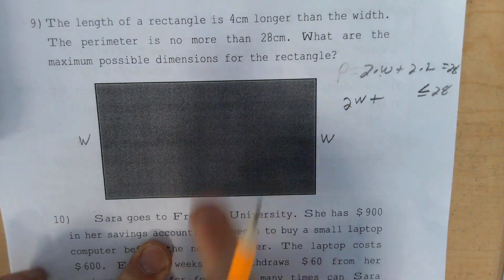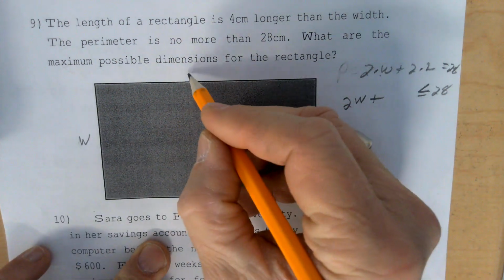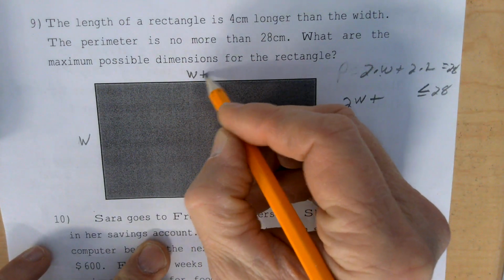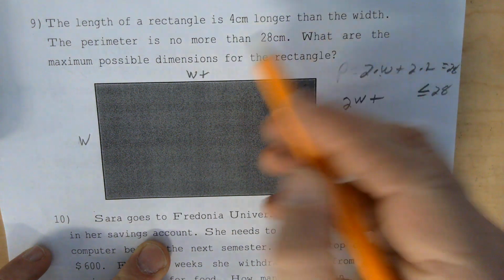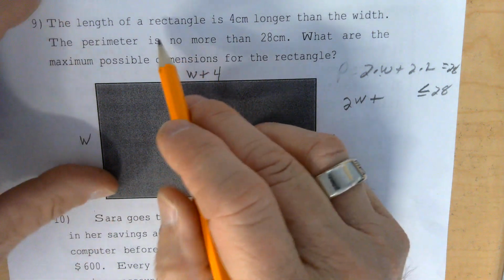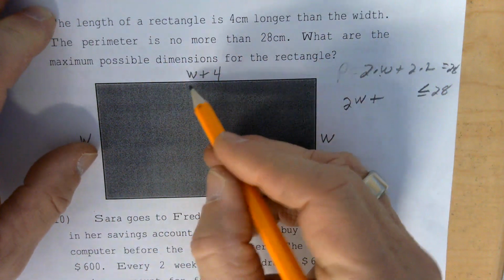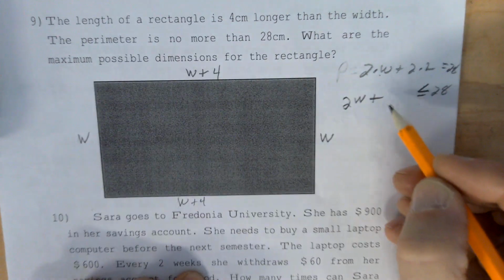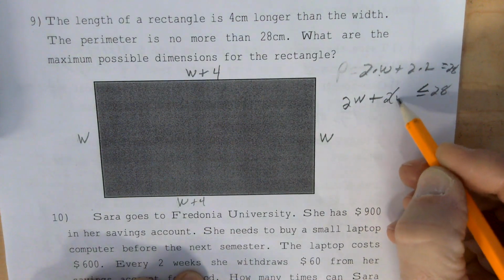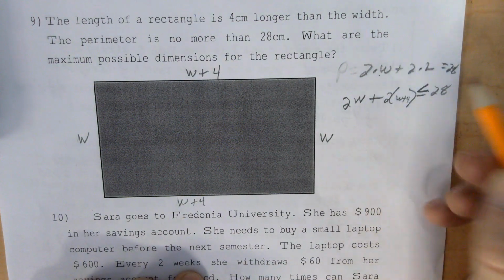Plus, what's 2 times the length? We don't know the length, but we do know the length is width plus 4. Because it says the length is 4 centimeters longer. So W plus 4, W plus 4. So I have 2W plus 2 times W plus 4.